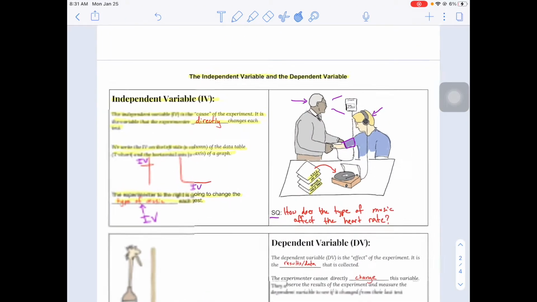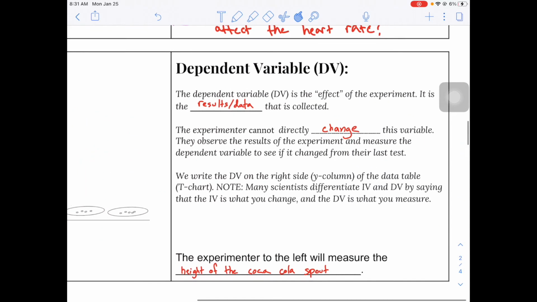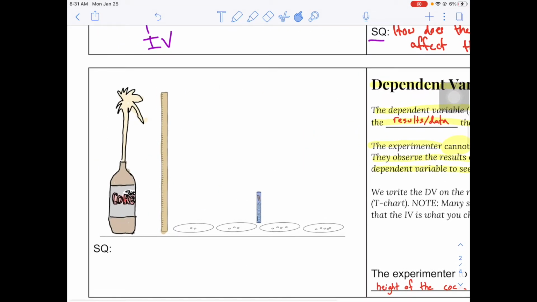Good. So the next one is the dependent variable. This is the other variable. We have a cause and an effect. The dependent variable is the effect of the experiment. It is the results or data that is collected. The experimenter cannot directly change this variable. They observe the results of the experiment and measure the dependent variable to see if it changed from their last test. Okay, so let's look at this experiment.